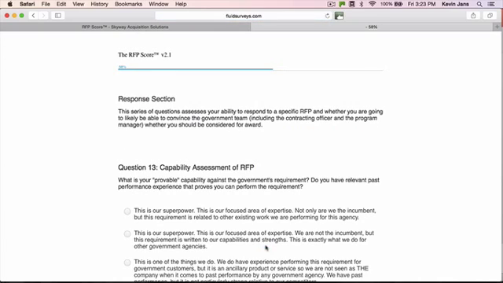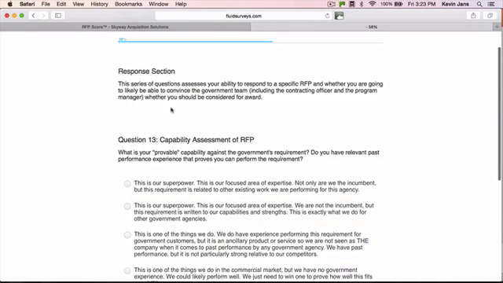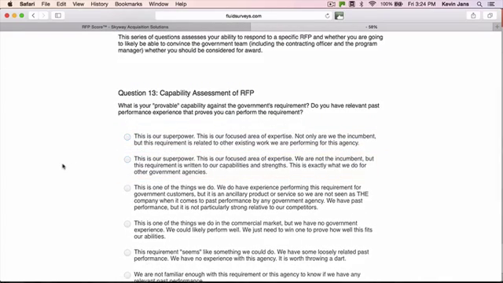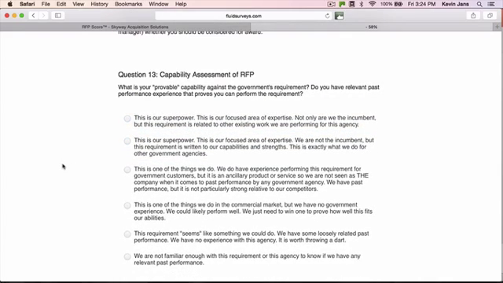Okay. Number 13, now we're in the response section. Can you actually respond? So capability assessment of the RFP. What is your provable capability against the government's requirement? Did they word it in such a way you can actually meet the spec? And what I mean by that is if it says IT resources for a data center, and yes, you can do that in the commercial market, but the way that it's written into the actual RFP, can you do it? Can you respond to it effectively and still win?